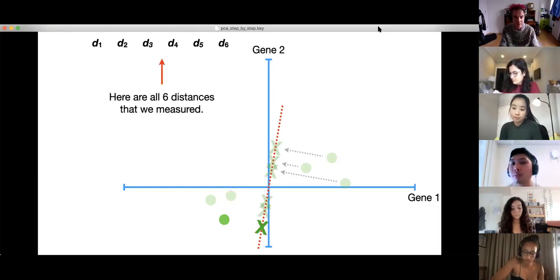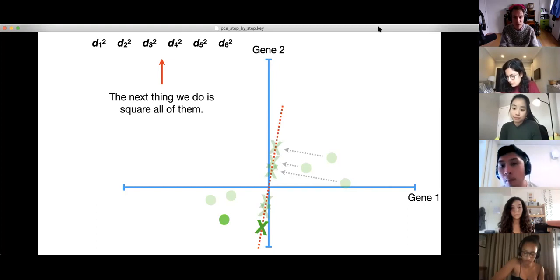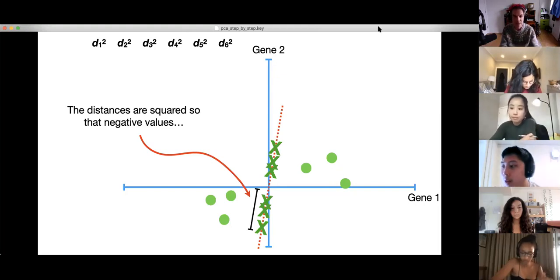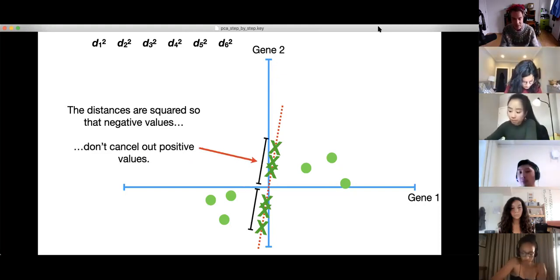So here they are. Next thing we do is we square them. And the distances are squared. One reason we're doing that is so that the negative values underneath the x-axis do not cancel out the positive values. It also helps with the math to square things.